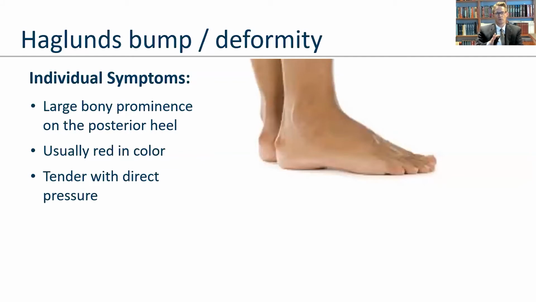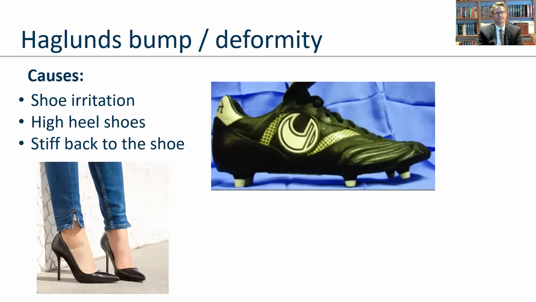Haglund's deformity. On this one, that is the bony projection on the top of the calcaneus, which can grow into the back of the heel as well. So this is a large prominence on the posterior heel. Usually the thing that will give this one away is the red coloring. If you look back at your heel and you see a big red mass on the back of that and it's hard to the touch, that's the Haglund's deformity, and it's tender with direct pressure.